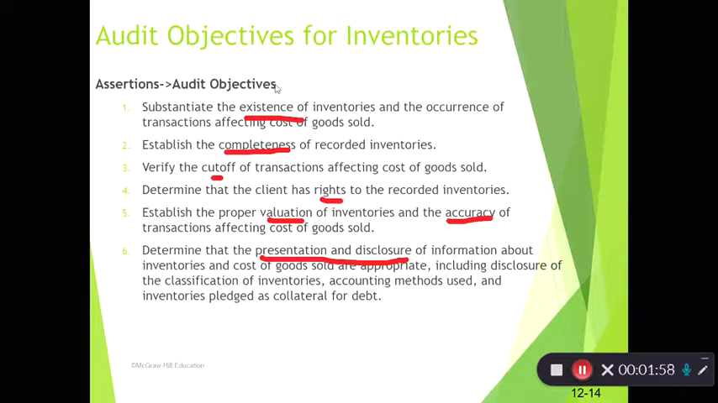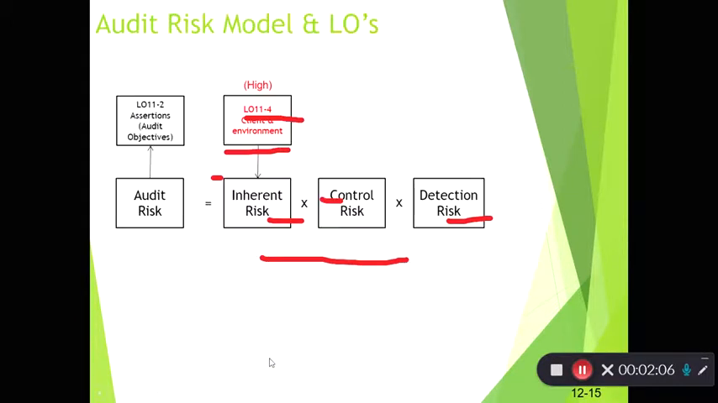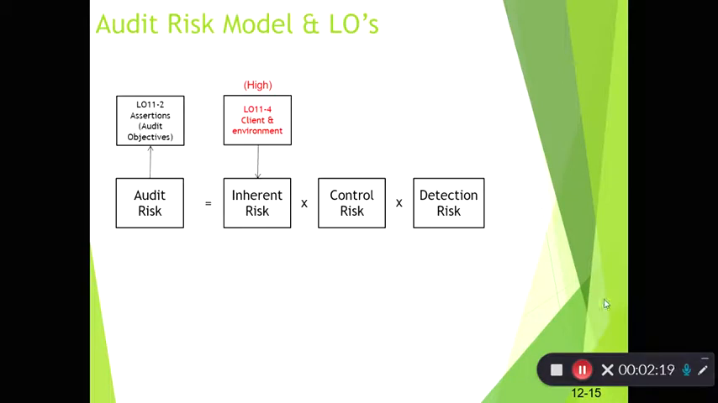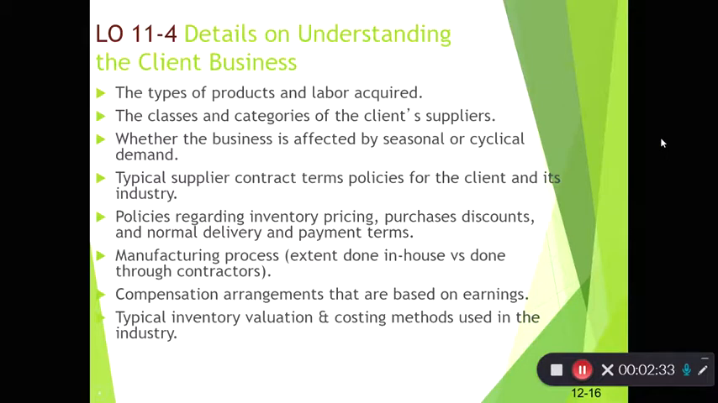Those would be classification of inventories, accounting methods used, and looking at inventories pledged as collateral. Okay, so the next learning objective that I'm going to focus on is the next component of the audit risk model, which is inherent risk. I'm going to focus on the learning objective that I pair with that, which is learning objective 4. Looking at learning objective 4, we need to understand the client's business, right?